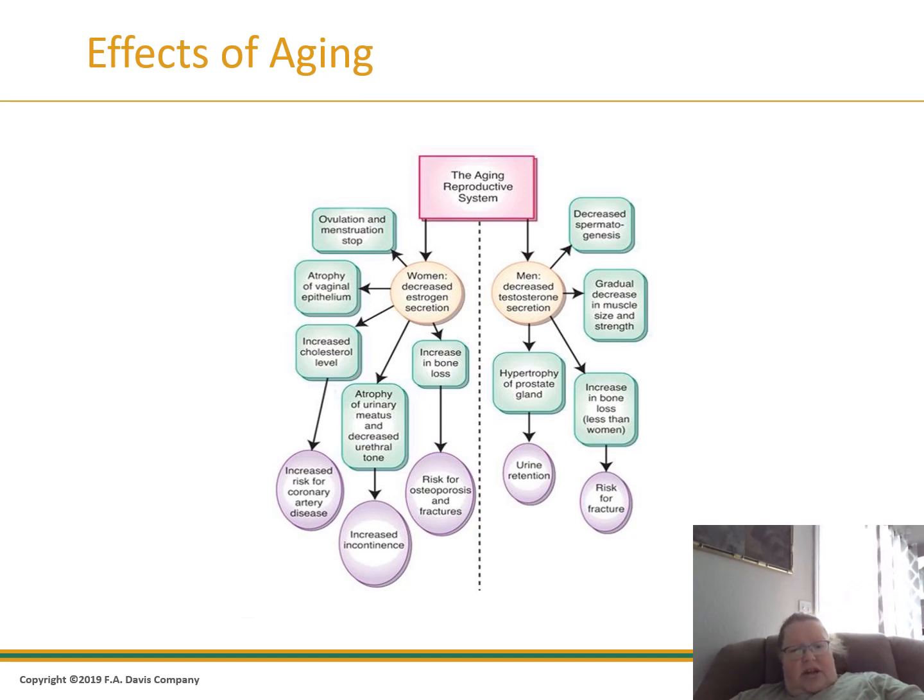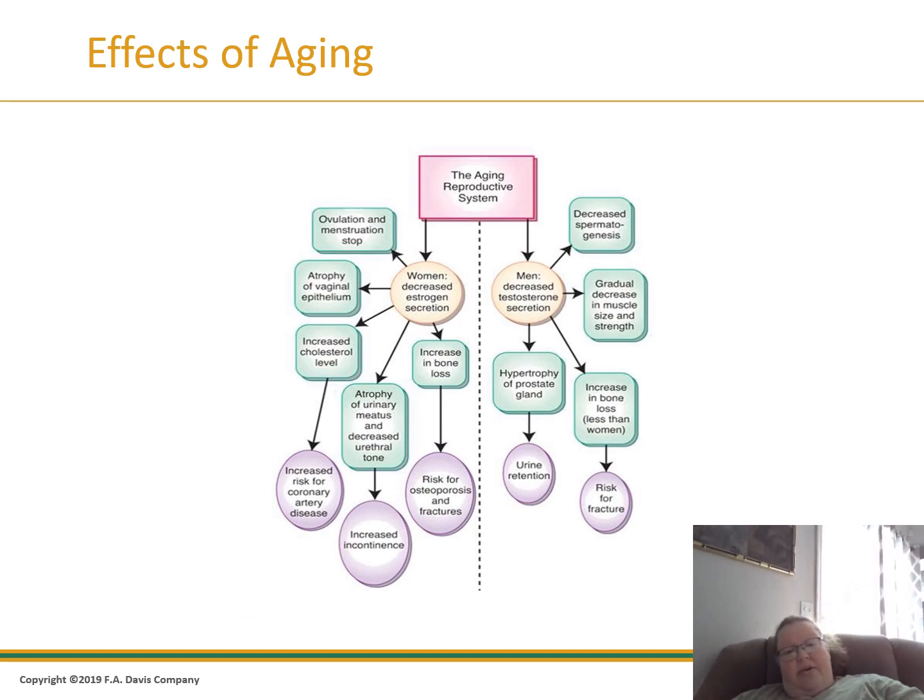Atrophy of the vaginal epithelium means that it dries out. It's not as elastic. The female vagina, as it gets older, doesn't have as much elasticity, and that can cause a lot of pain during sexual intercourse.